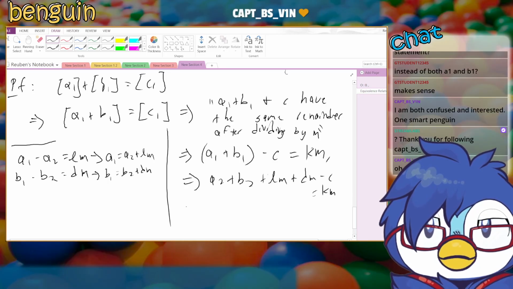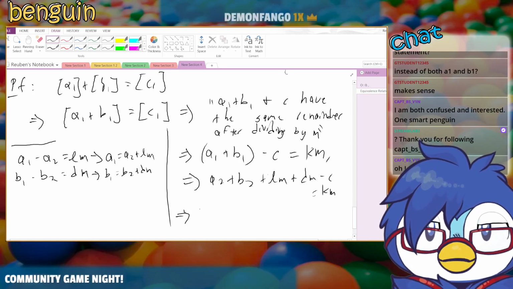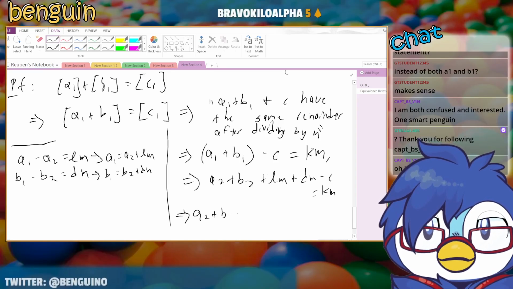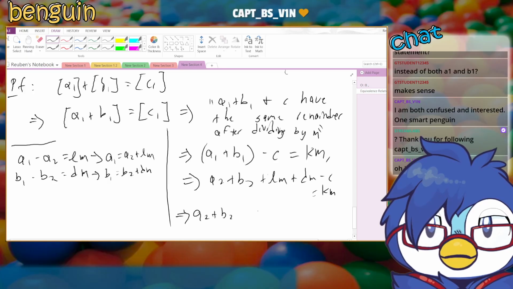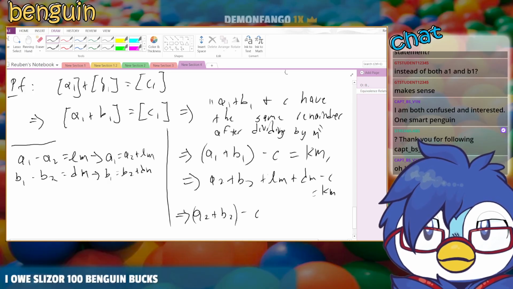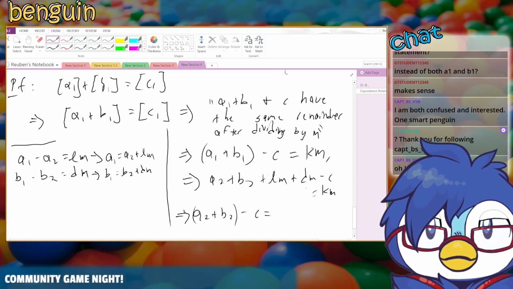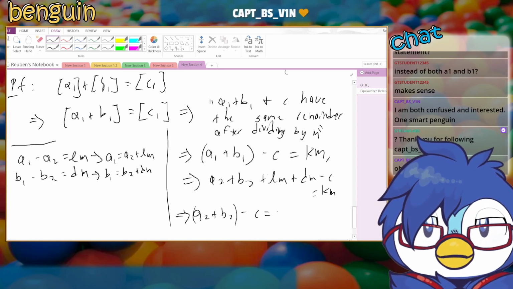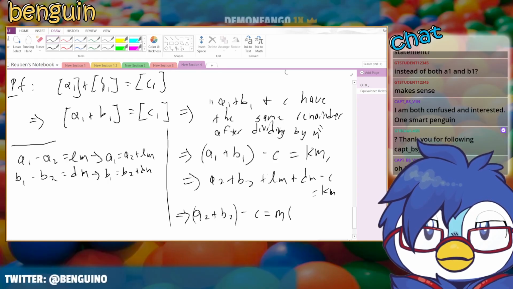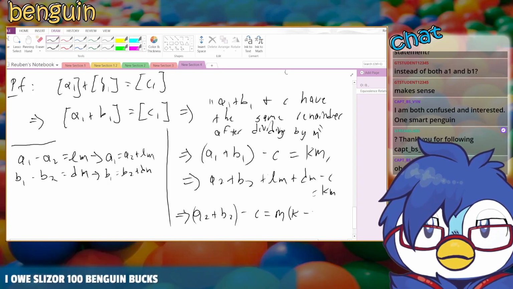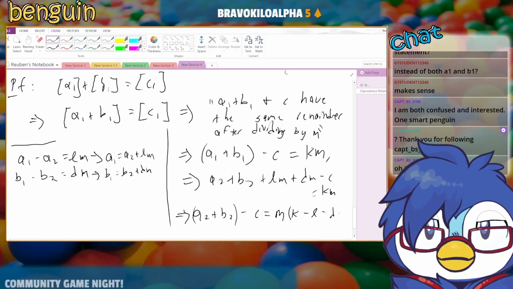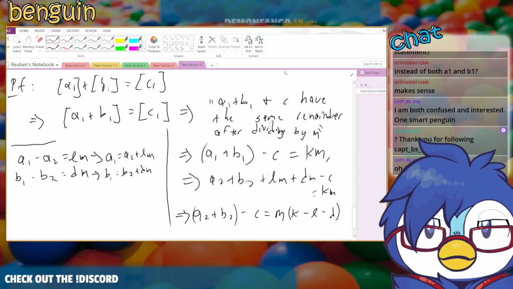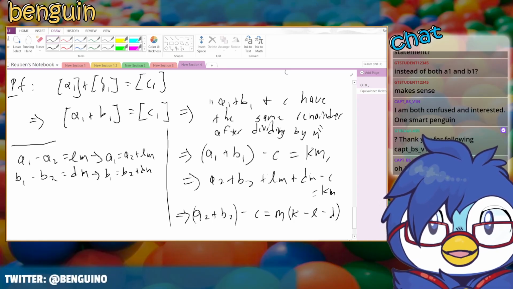I'm going to rearrange this a little bit more. This is just algebra at this point. I have a2 plus b2 minus c is equal to, I'm going to move the lm and dm to the right hand side and factor out an m. So I'm going to have an m on the outside, times k minus l minus d. This is just algebra that I've done here. Hopefully that's made sense so far.